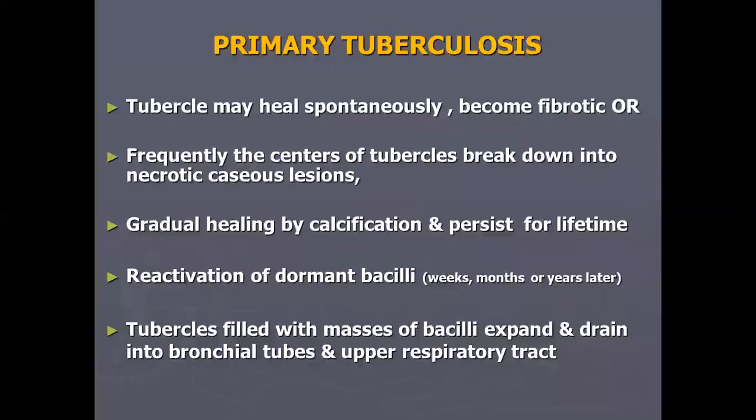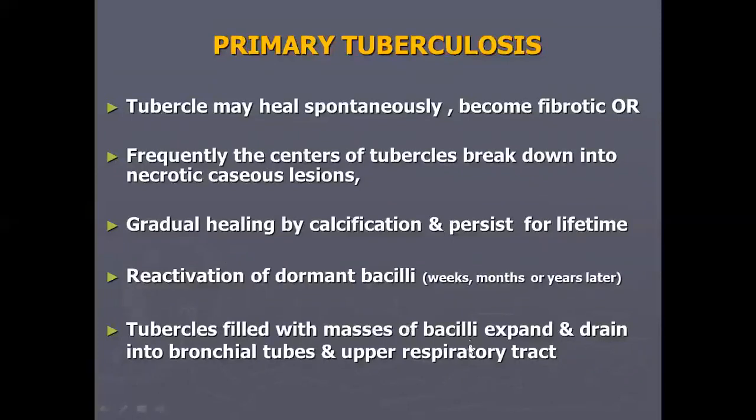All right. The primary tuberculosis tubercle, as we said earlier, can heal at some stage of life and become fibrotic, or frequently you see the centers of the tubercle break down into necrotic caseous lesions, and they gradually heal by calcification and persist for a lifetime. Sorry. A reactivation takes a long time. The bacilli can be dormant for weeks, months, and for many years.